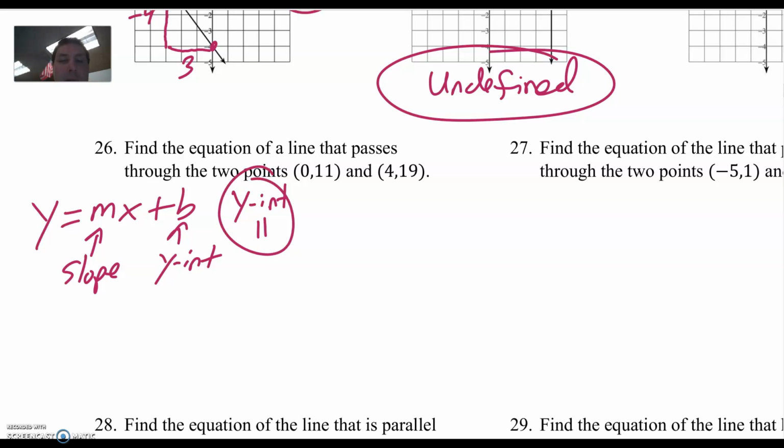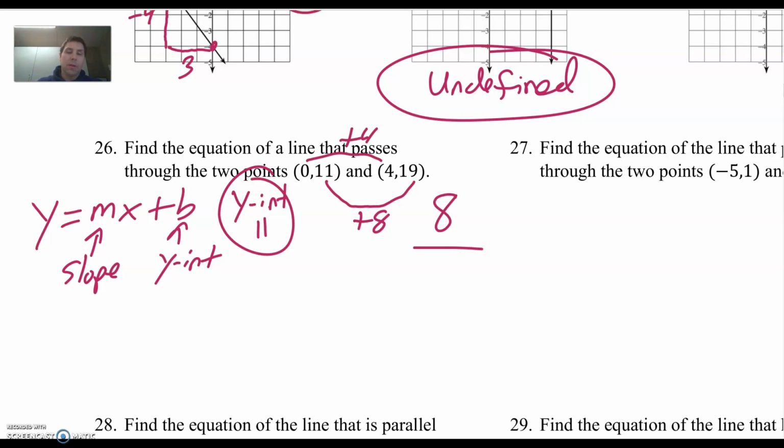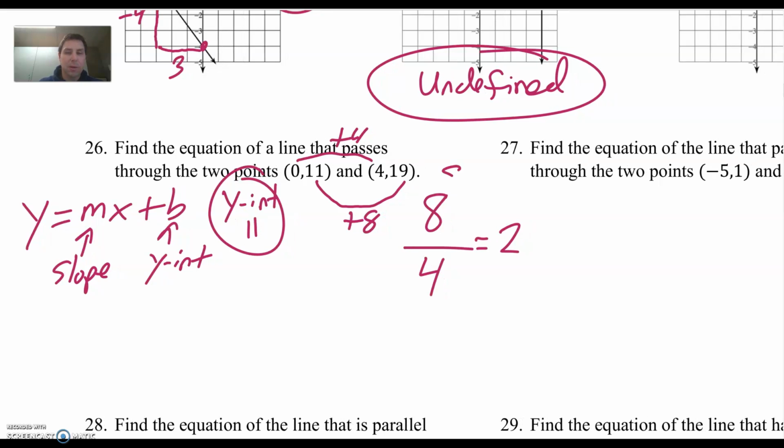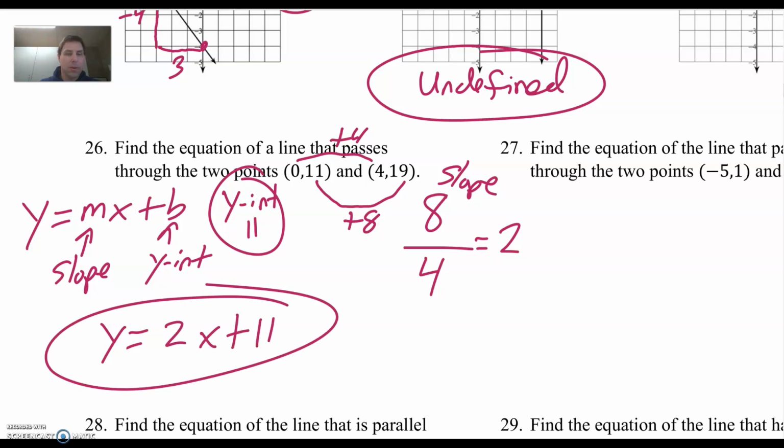Okay, and now I just need to know the slope. To find the slope, I'm going to do something similar to what I did earlier. I'm going to find the change of the y's. So I'll start with the first y. This is 11 to 19. That went up by 8. So I know the top part of my slope is 8. And then from 0 to 4, that went right 4, or plus 4. So that's on the bottom. So my slope would be 8 over 4, which if I divide 8 by 4, that's just 2. So this is my slope right here. So my equation would just be 2x plus 11, and that would be it for that one.